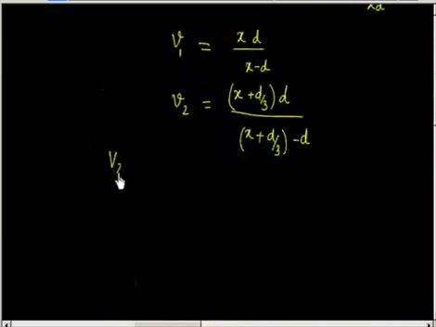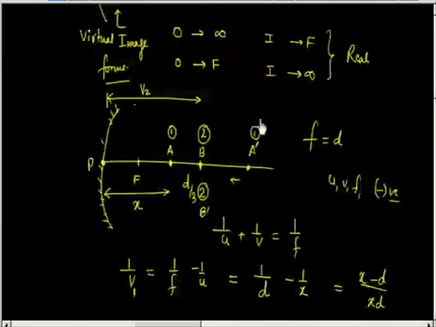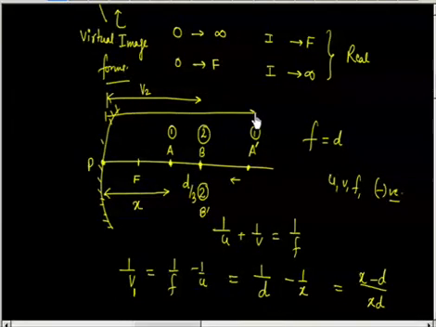v2 is x plus d by 3. Are you getting or not? What is v1? What is v2? So this distance is v2 and this distance is v1. So let me write here, this distance is basically v1. You can verify here itself: u1 is this distance and u2 is this distance.